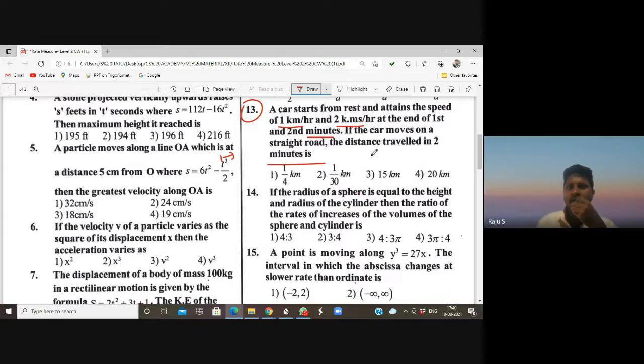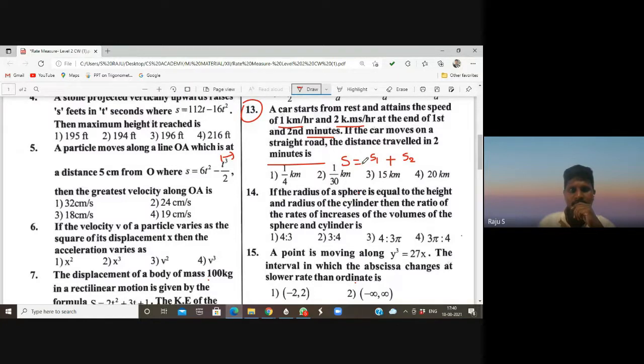At last, for the first minute you can take S1, and for the second minute you can take S2. Let us consider S is the actual distance in 2 minutes, given by adding these. The distance traveled in 1 minute is S1, the distance traveled in the second minute is S2, so at the end of the second minute, S is equal to S1 plus S2. Now you have to find S1 and S2.